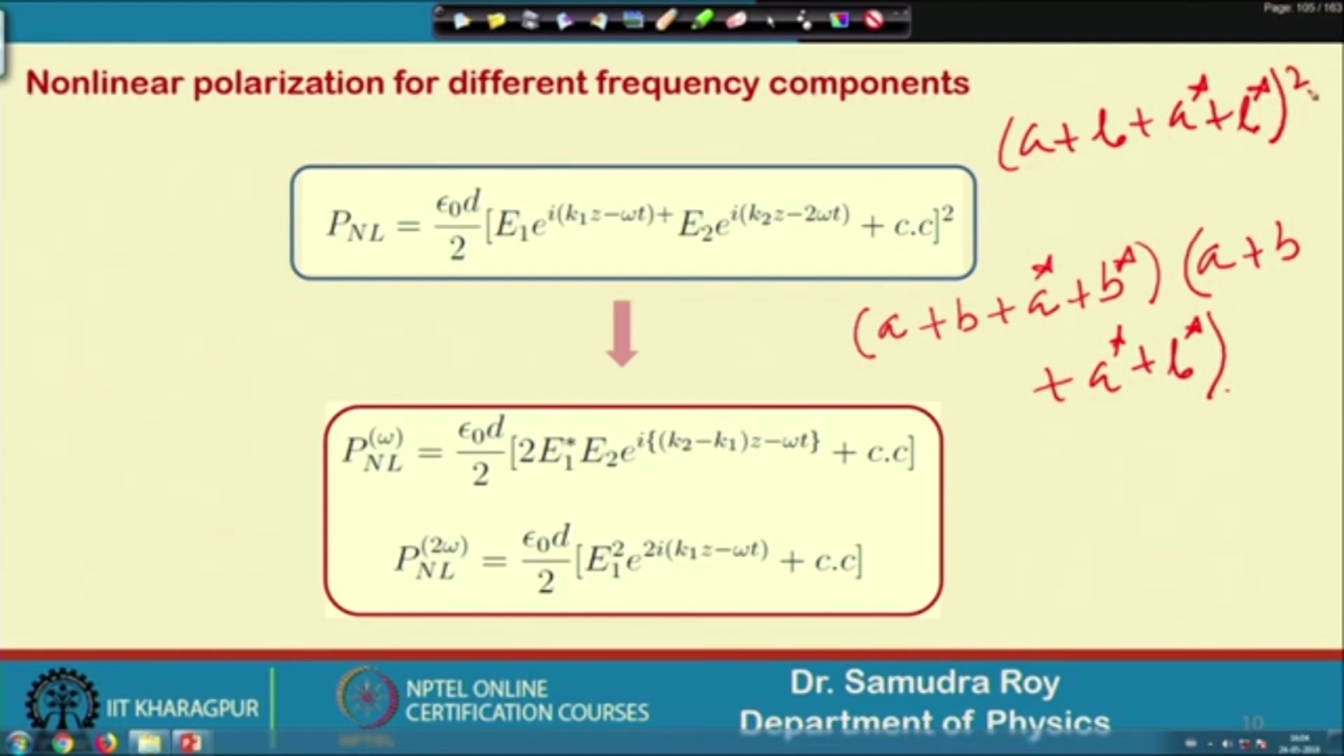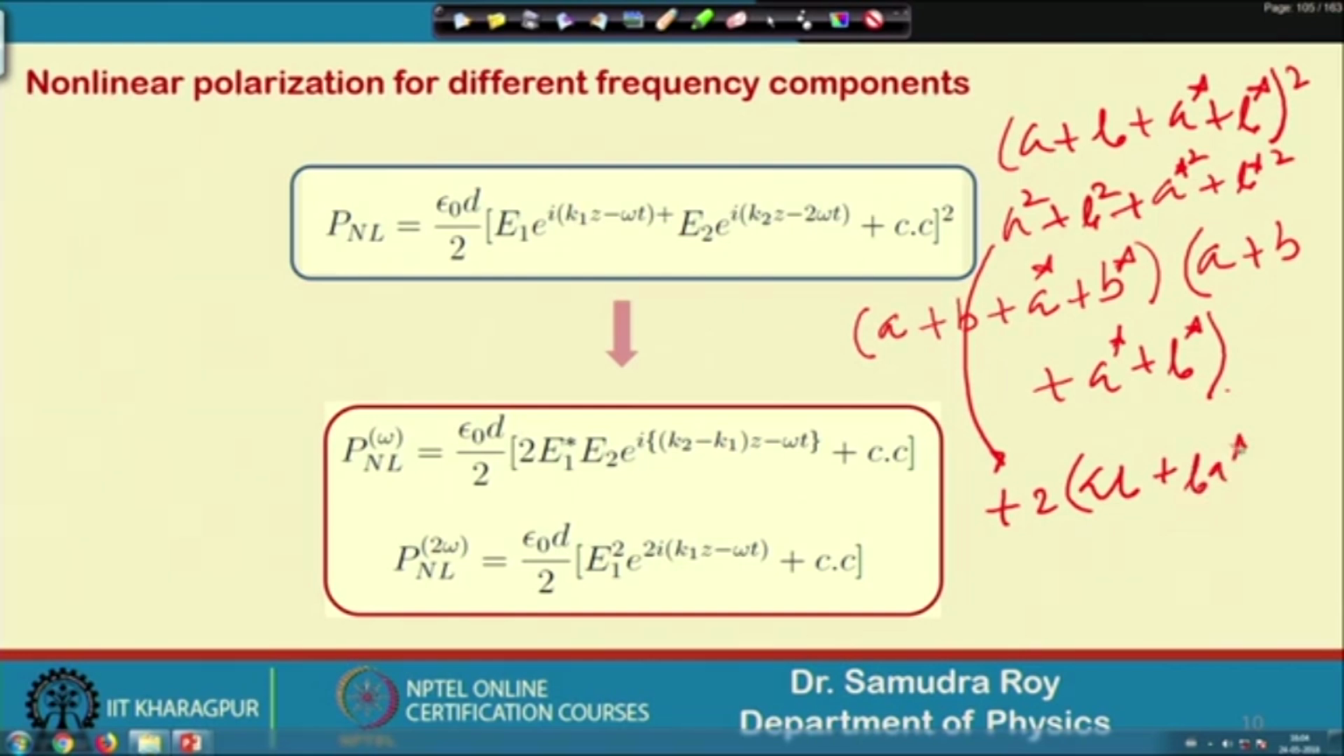When you do the square of all these things, we will have A square term plus B square term plus A star square term plus B star square term plus 2 of AB, this couple term, plus B A star plus A star B star plus A B star, this kind of terms you will get. So, now every time you need to find out what is the frequency component of that.